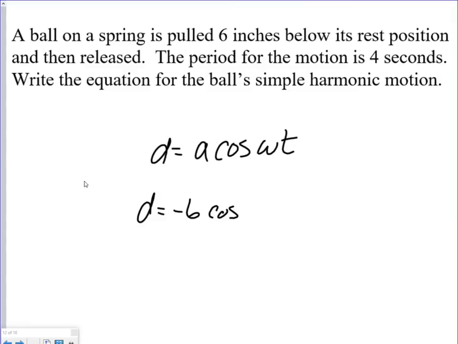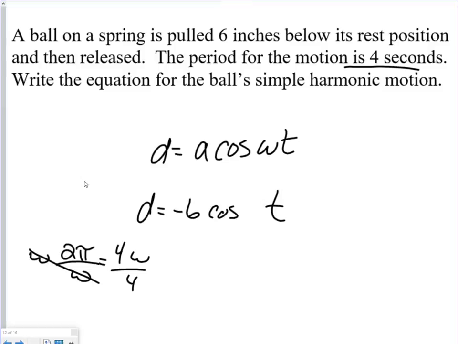I need omega to plug in. T is the variable that just stays there. So if you tell me the time, then I can tell you how far away you are on distance. Now, to get omega, I know that the period is 2 pi over omega. That is the formula. I was told that the period was 4 seconds, so we're going to solve that.